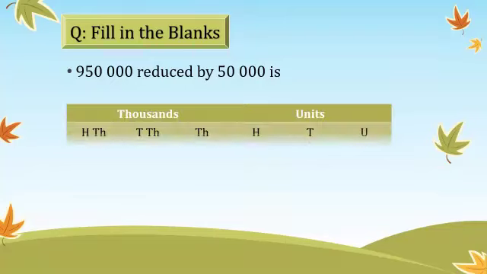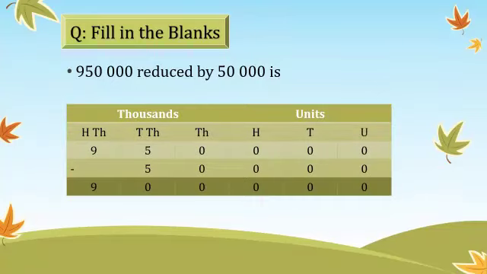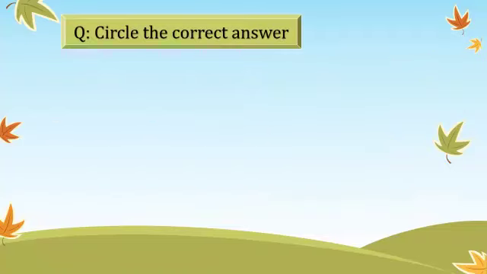Second fill in the blank is: 950,000 reduced by 50,000 is. Since you know that reduced means to subtract, you will subtract 50,000 from 950,000. In order to subtract these two numbers, you will start from the units column and then move on to the tens column up till you are done with the hundred thousands column. After subtracting these two numbers, your answer will be 900,000.